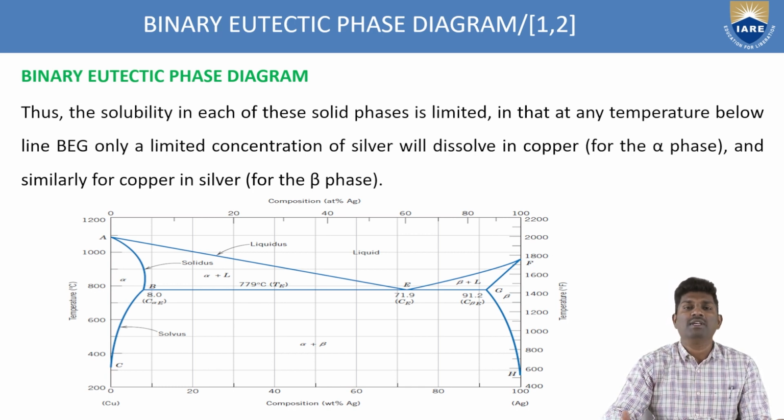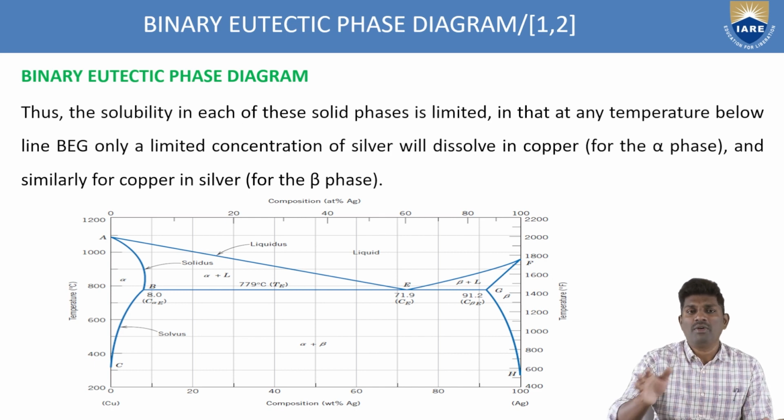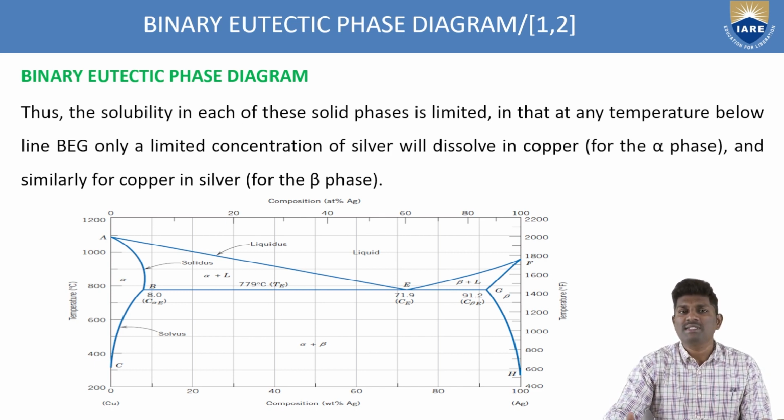For every type of system, you have different phase regions depending upon the temperature. In the same way, the copper and silver eutectic system also has different phase regions. Okay, if you cross the boundary lines, what is happening? Slowly it is converting from one phase to another phase. So how these conversions are happening can be studied with the help of these phase diagrams.